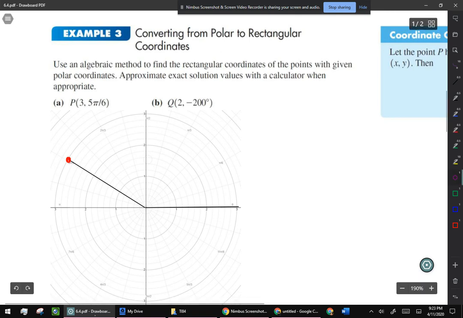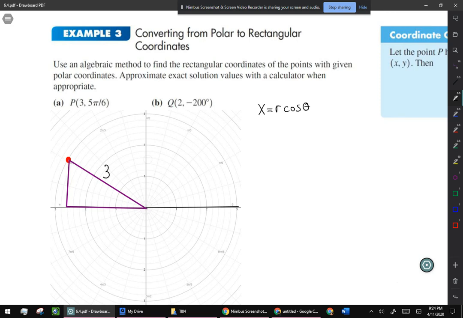If I want to look at it as an x and y, I can simply imagine that right triangle there. And I basically need to figure out the length of this and the length of that. That's your x and that's your y, right? And it's pretty straightforward because all we have to do is say x is equal to r cosine of theta. Well, in this case, our r is 3 because we're 3 units away from the pole. So x is equal to 3 cosine, and the angle's given to us. It's 5 pi over 6.